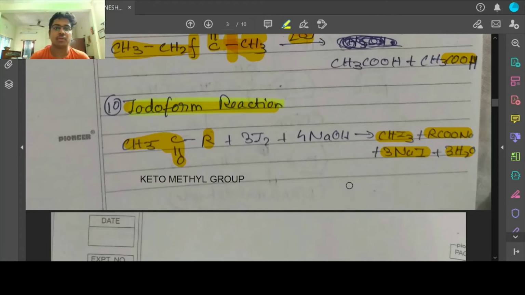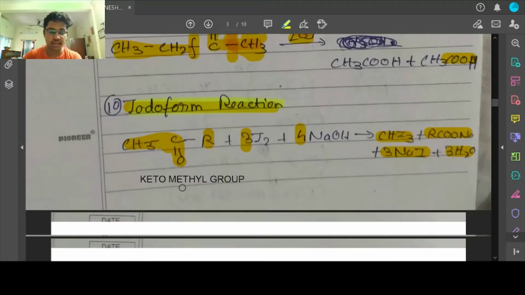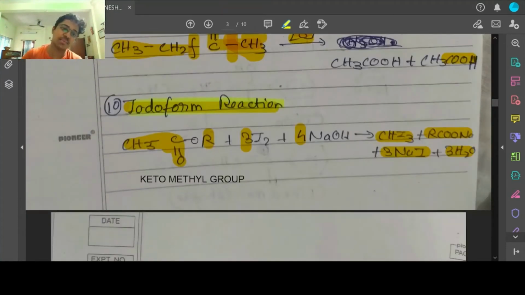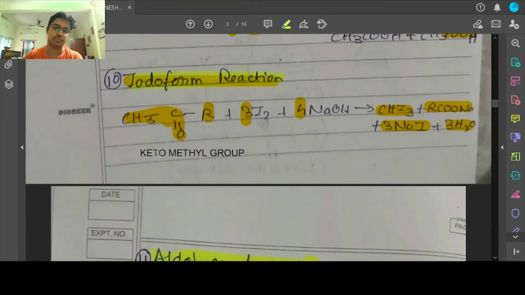So any organic compound containing a ketomethyl group plus 3I2 plus 4 NaOH gives CHI3 plus RCOONa, 3 NaI and 3H2O. Learn this by heart, and learn the balanced reaction: how many moles, like 3I2 and 4 NaOH. This is important. Also remember that a ketomethyl group must be present in case of the iodoform reaction. You will be asked a question from there also.